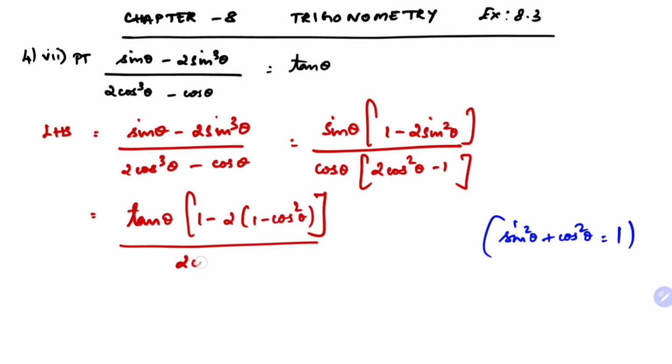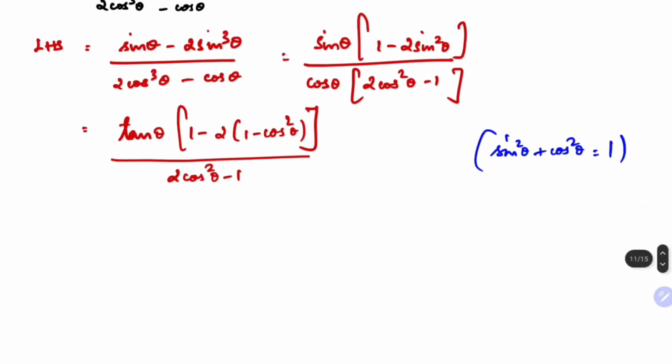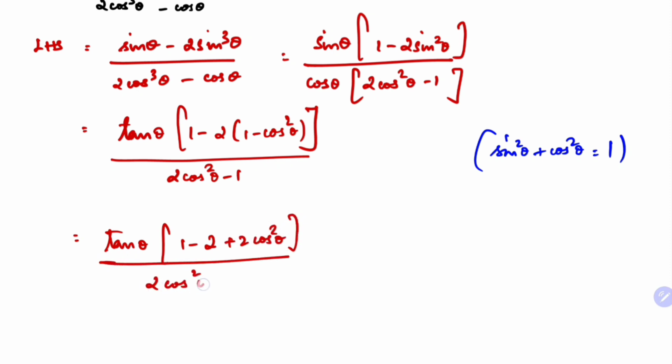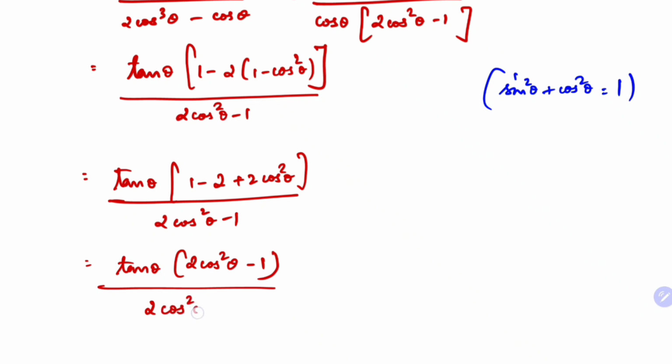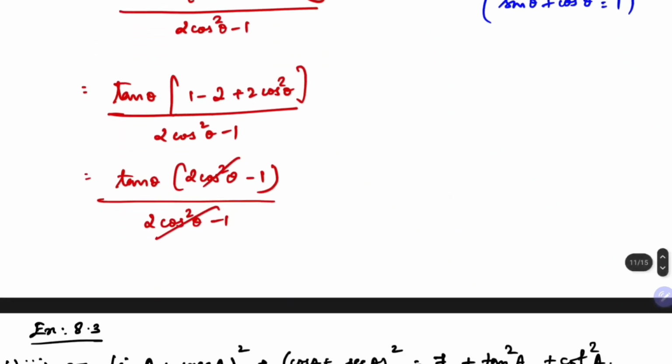Divided by (2 cos square theta minus 1) is equal to tan theta into (1 minus, multiplying 2 inside, minus into minus is plus 2 cos square theta) divided by (2 cos square theta minus 1), which is equal to tan theta into (2 cos square theta minus 2 plus 1, that is minus 1) divided by (2 cos square theta minus 1). So cancelling them out, we get tan theta, which is our RHS. Hence proved.